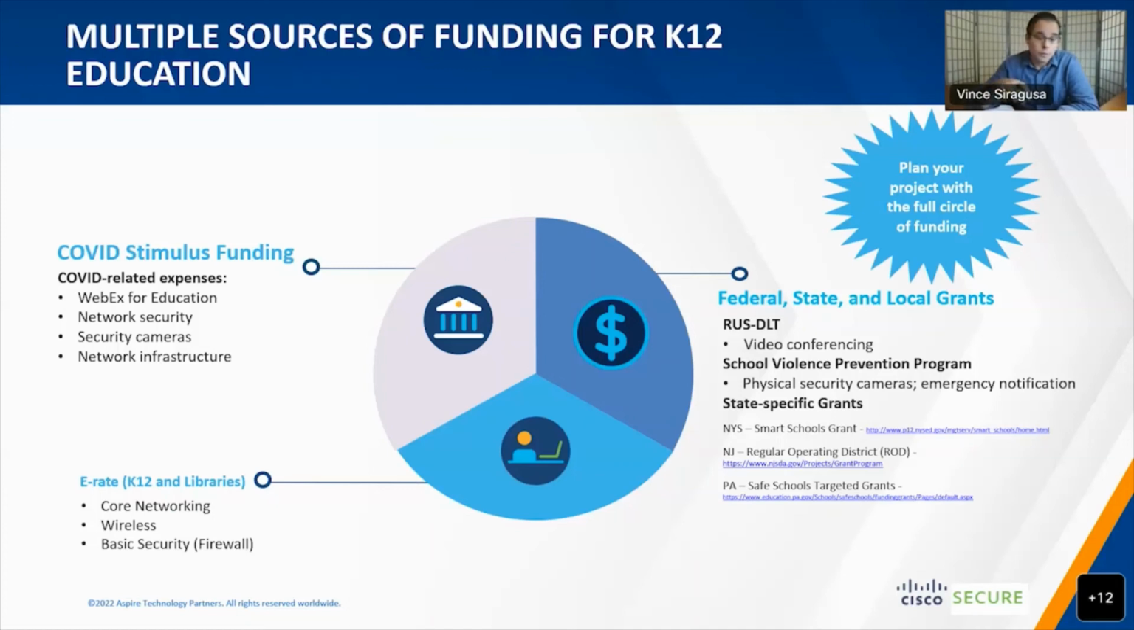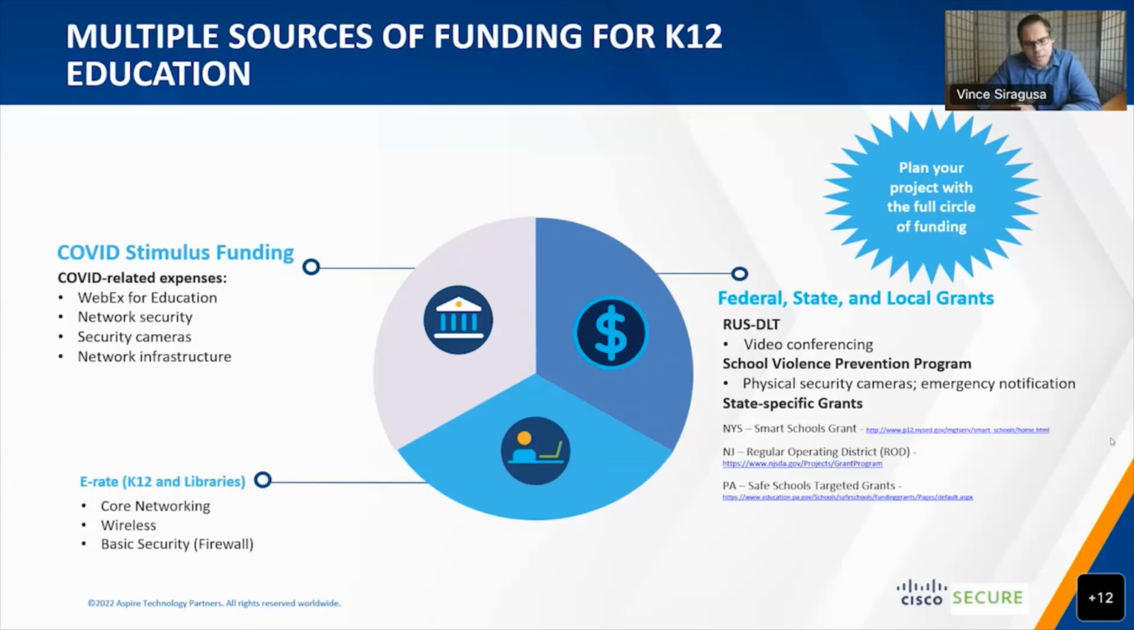It looks at both the network infrastructure piece, similar to E-rate, as well as physical security and the necessary infrastructure there. So that's a program that I have high hopes for, that should be out in the next few weeks, I would assume. And then PA is another example. They have a state-dedicated safe school targeted grant, which again is looking at physical security initiatives.